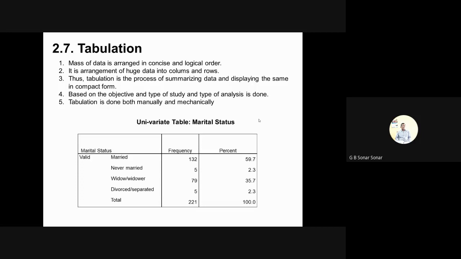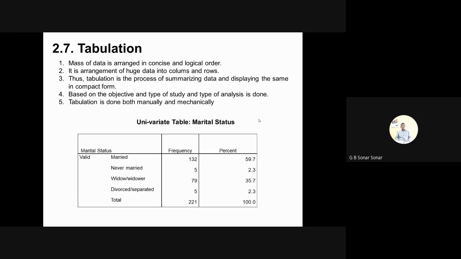So tabulation is nothing but arranging huge data into rows and columns so that we can understand the overall status of all the respondents about different parameters or variables studied in a particular aspect. Tabulation is also the process of summarizing the data and displaying it in compact form. Based on the objective and type of study, the type of analysis and type of tables are decided. Tabulation is done both manually as well as electronically or mechanically.